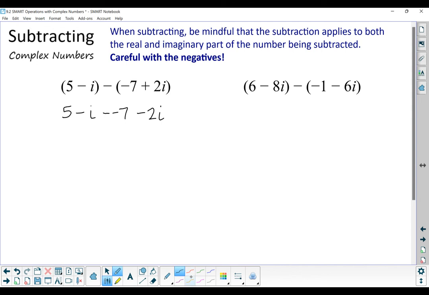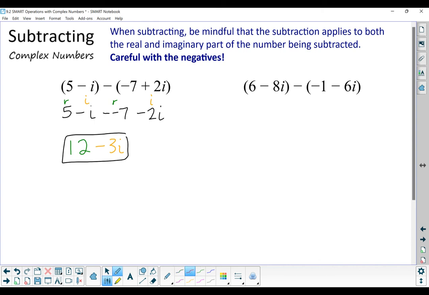If you like doing it this way, if you don't like remembering to change things, because sometimes changing things gets confusing, you can write 5 minus -7, and that's the two real parts, real and real. So 5 minus -7 is the same as 5 plus 7, which is 12 for the real part. And the imaginary part, I've got a -i and I'm subtracting 2i, so that's -3i. So this subtraction ends up giving us 12 minus 3i as an answer.